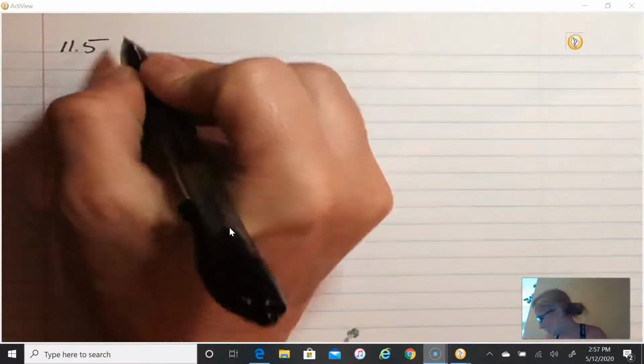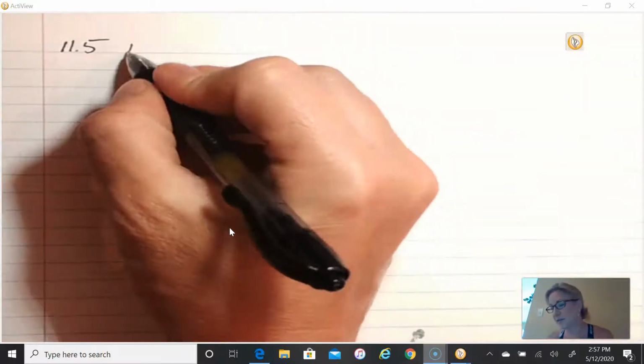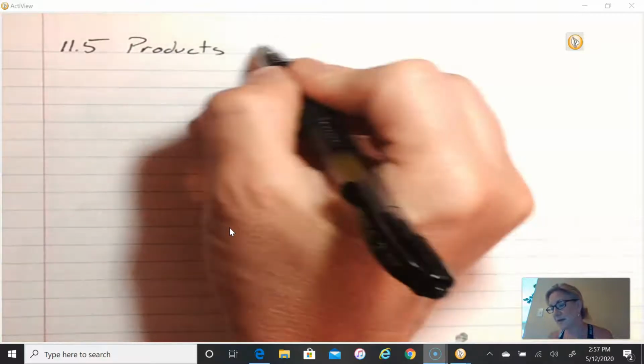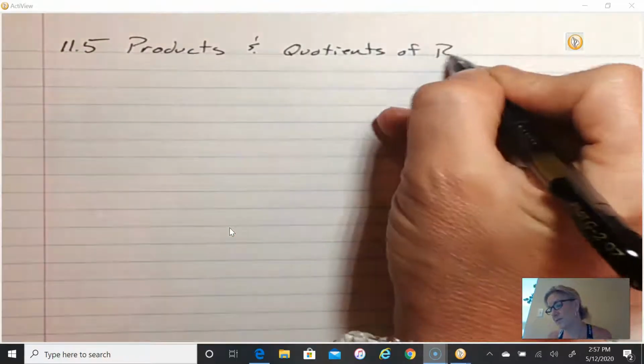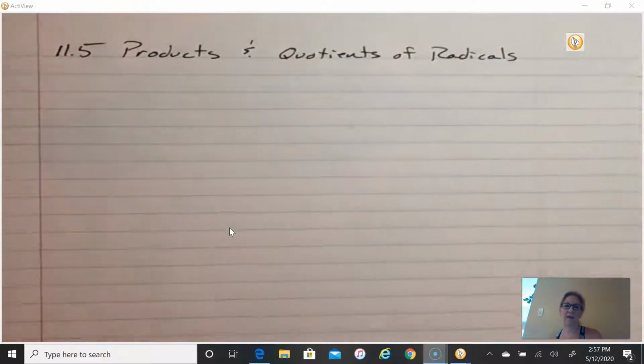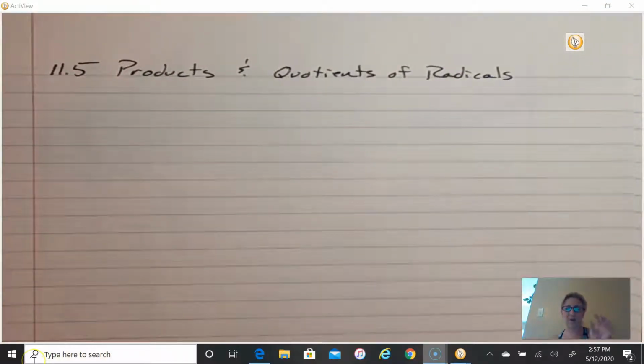We are doing 11.5. That's right, 11.5. It's called Products and Quotients of Radicals. We're only going to do a small portion of this section, just one portion. For whatever reason, Algebra 1 divided this one section up into 3 in their book. I don't understand why yours is all in one.